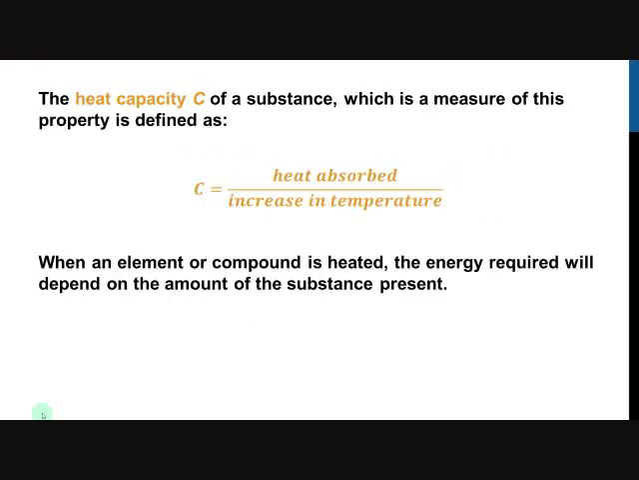The heat capacity, usually signified by the letter C, of a substance is a measure of this property, defined as the heat absorbed over the increase in temperature. Now, the units for this: the heat is in joules or kilojoules. And then the increase in temperature is usually going to be in Celsius, but it could be Kelvin, because the difference between Celsius and Kelvin is just 273.15. So if you subtract Kelvin values or if you subtract Celsius values, it's going to be the same change.